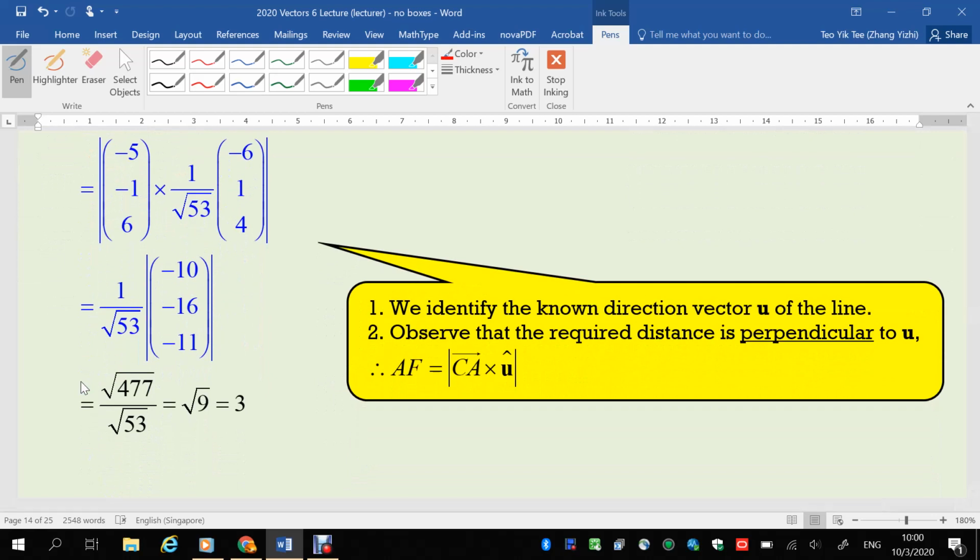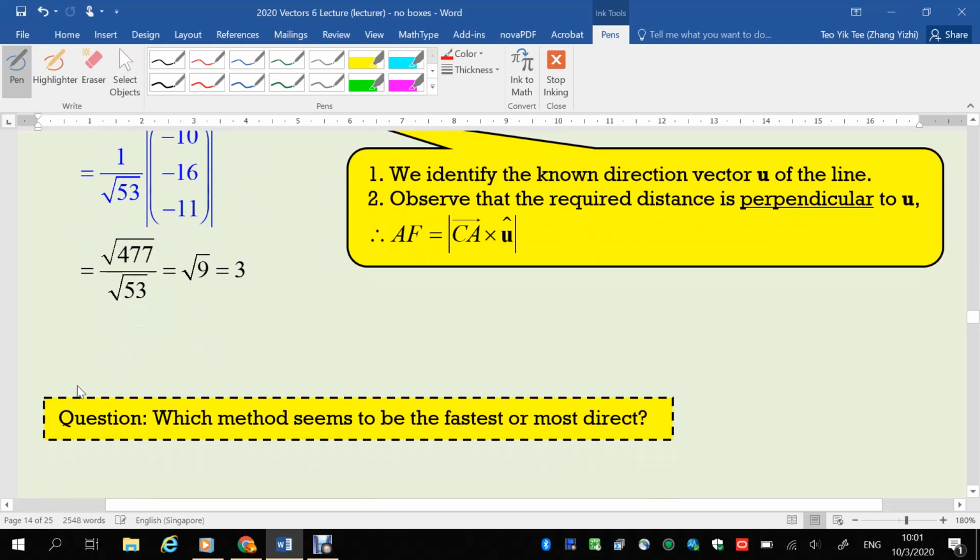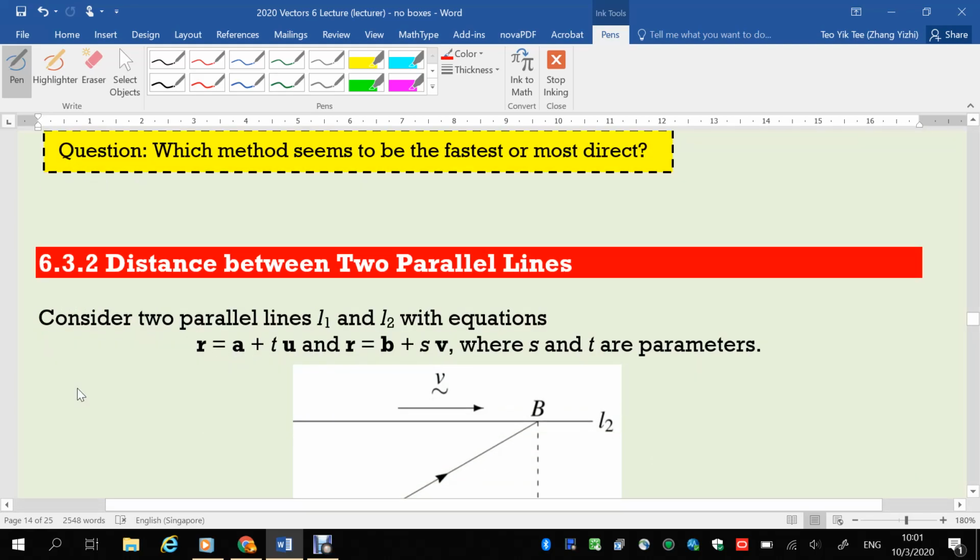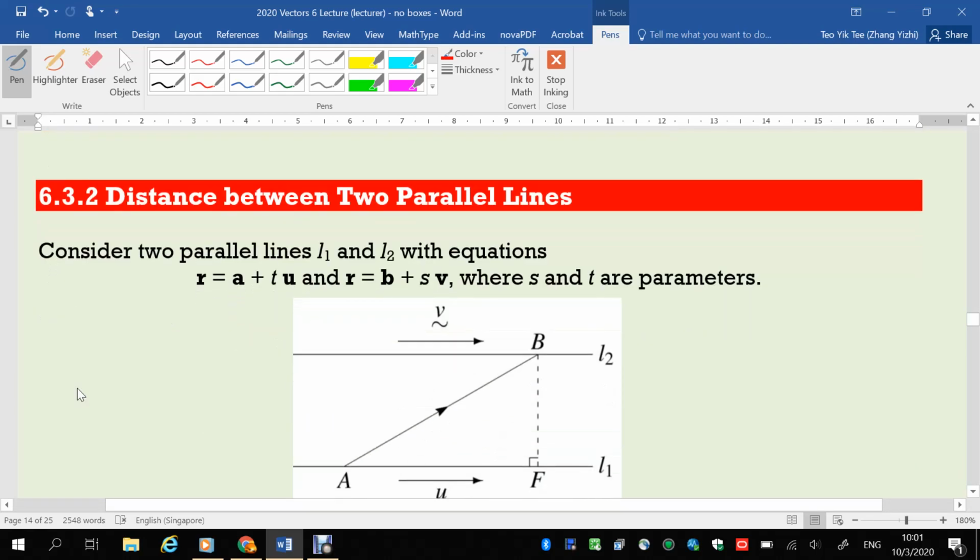So I have gone through 3 different methods to find the shortest distance from a point down to a line. Again, I emphasize, which method you activate during the actual exam or during the questions depends on how the question is set, and depends on your form that day. Which one can you actually remember? Okay, so now let's do some extension.